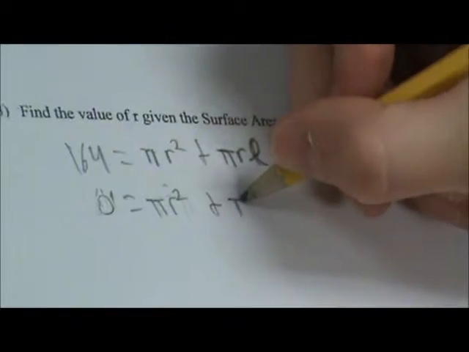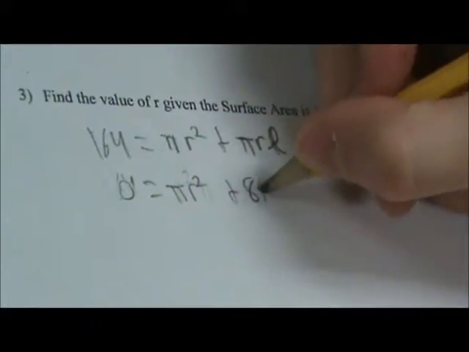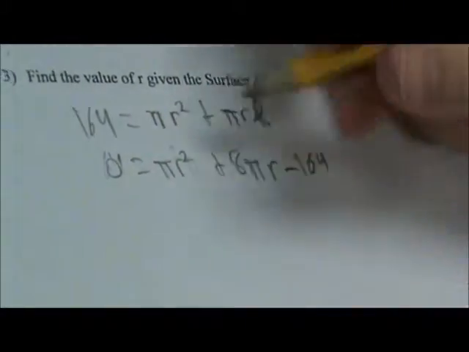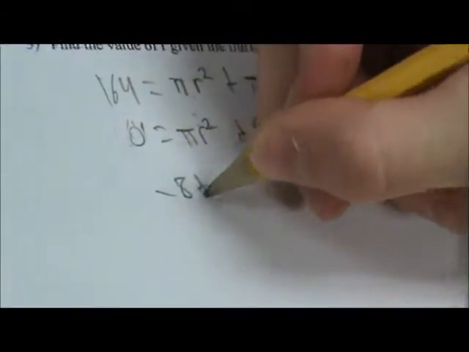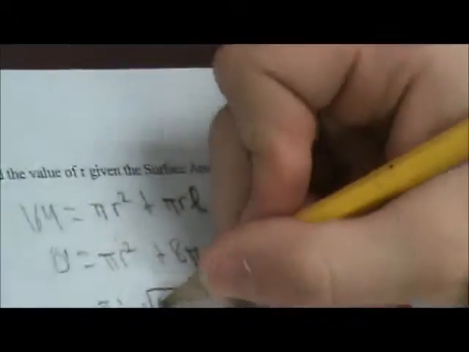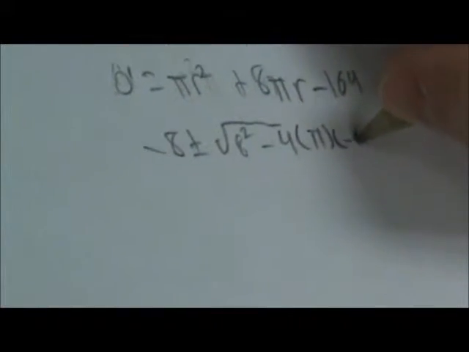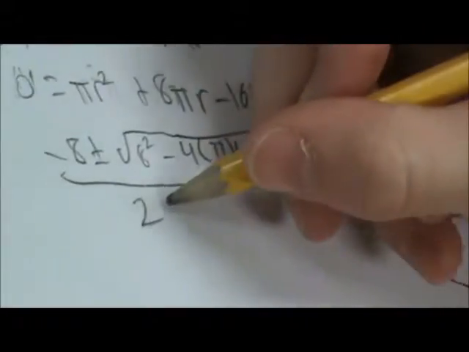So then we plug that information into the quadratic formula. And so that's going to be negative 8 plus or minus the square root of 8 squared minus 4 times pi times negative 164, all over 2 pi. And then we just plug that right into our calculator because sometimes I don't feel like simplifying them down anymore.